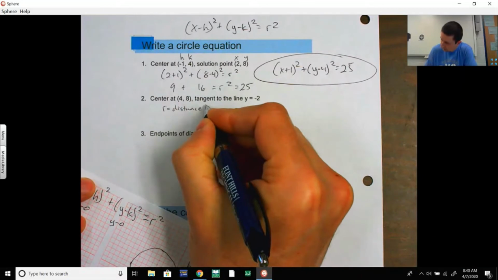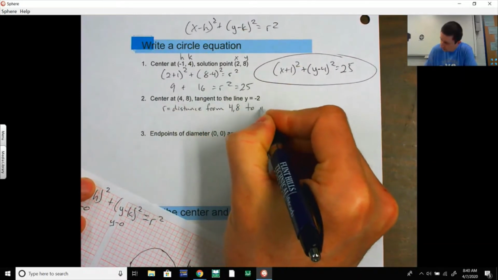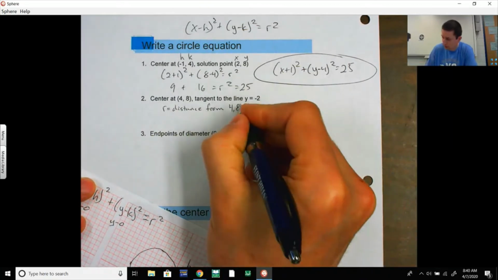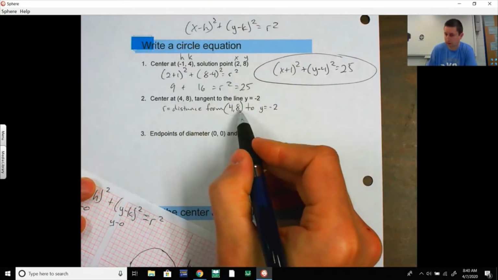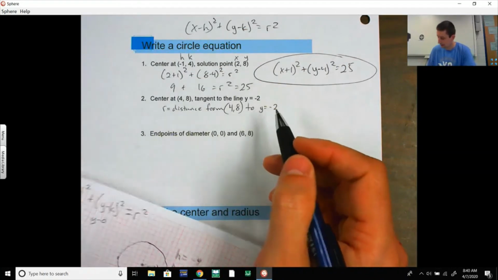So the radius is the distance from (4, 8) to y equals negative 2. Now if you notice, it's a y value, so you can use your y value to determine that. How far is it from 8 to negative 2? Your radius should be 10.